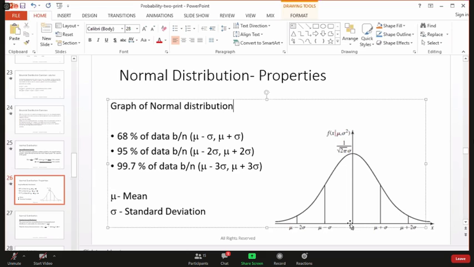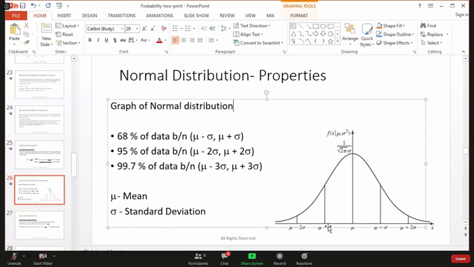I'll draw the graph here, put the 100 at the center, and draw the two vertical lines as seen in this diagram. See mu minus sigma, mu plus sigma. So what is mu plus sigma now? Mu plus sigma is 115. Mu minus sigma is 85. What does it mean? Can you understand? 68% of the global population has an IQ between 85 and 115.